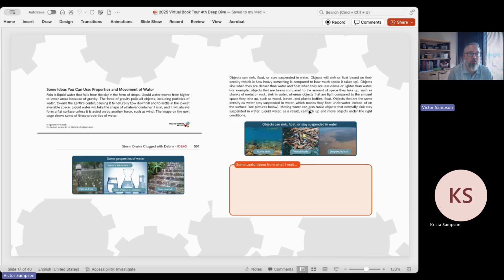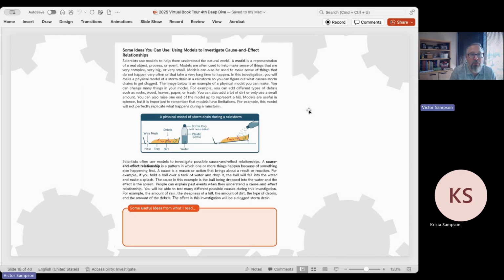In addition, we can start talking about properties of water, which is the second idea we talk about, especially the idea that objects can sink, float, or stay suspended in water. And then we finally introduce the idea of using models to investigate cause and effect relationships. You can build a model of a storm drain during a rainstorm, and then use that to test different ideas that you have. Once again, you read through all of these and get kids to identify the ideas that are going to be most useful for figuring out the guiding question of the investigation.